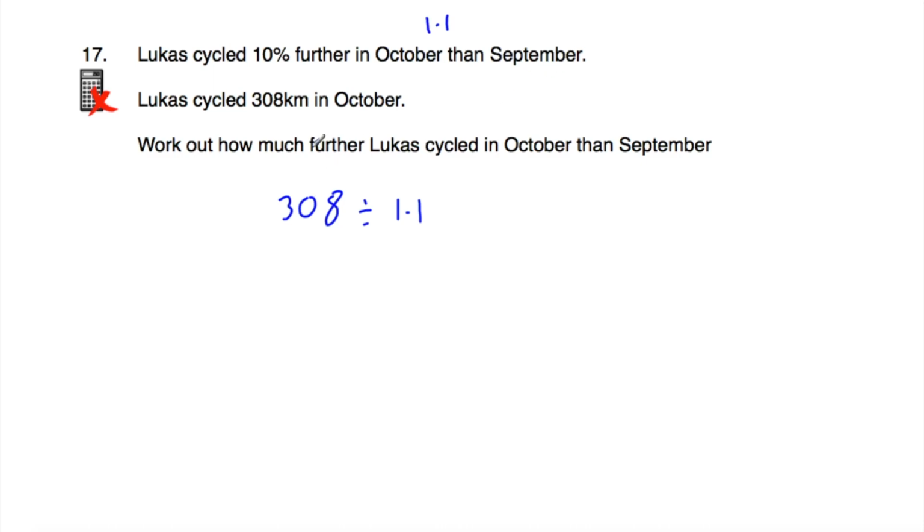So we need to divide 308 by the multiplier, 1.1. So let's do that. Now here, instead of dividing by 1.1, I'm going to multiply both of these by 10 to get 3080 divided by 11.